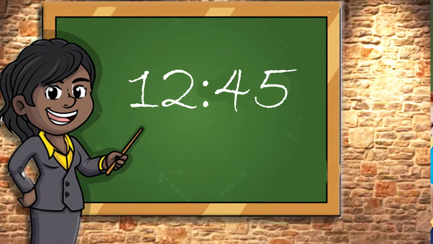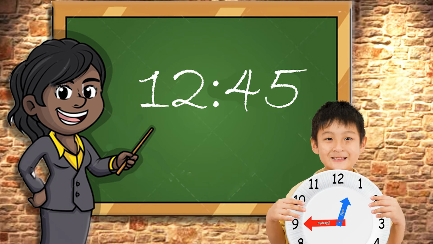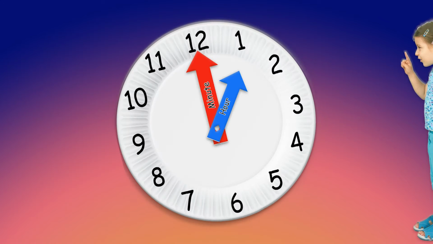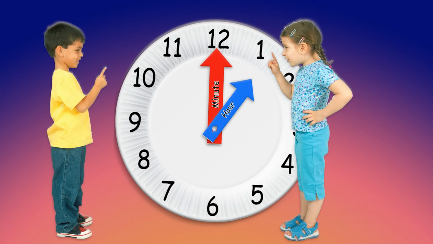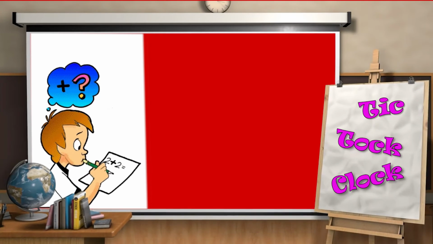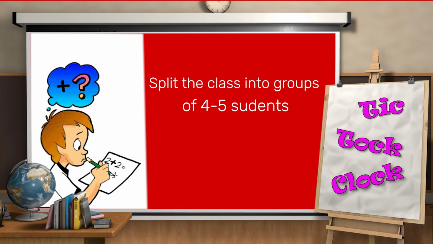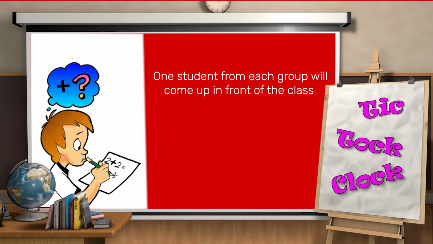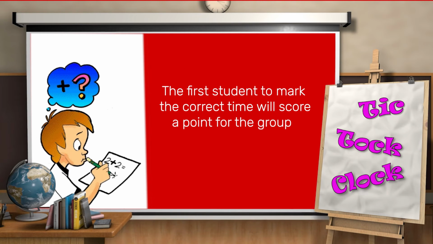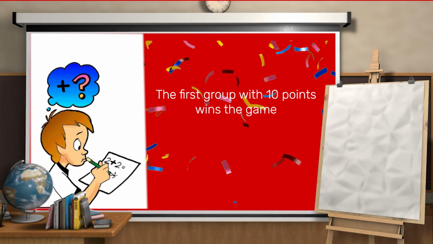After several rounds, when you see that the students are doing it right, let them work in teams of 2. One will challenge the other and then they can switch. They can keep score between themselves, 1 point for each correct answer. Finally, split the class into groups of 4 or 5 students, and for each round, one student from each group will come up in front of the class. You will announce the time, and the first student to mark the correct time on his or her clock will score a point for his or her group. The first group with 10 points wins the game.